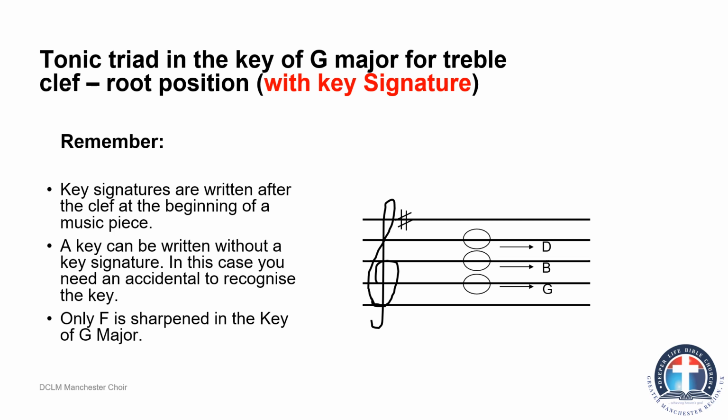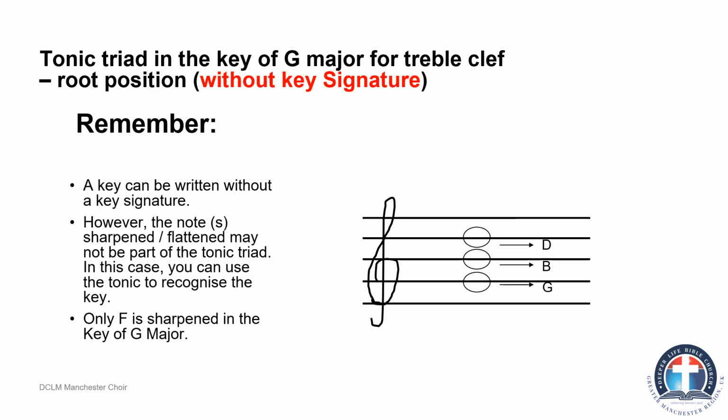So that is how our G major is positioned on our treble stave. Then on to the next. You see there the tonic triad in the key of G major without the key signature. So without the key signature, you tell me now, how do you identify this?